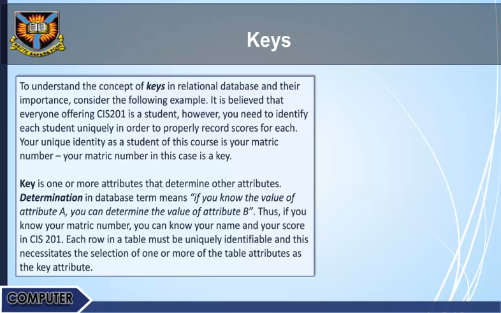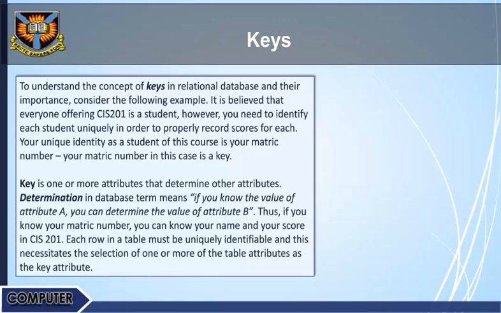A key is one or more attributes that determine other attributes. Determination in database terms means if you know the value of attribute A, you can determine the value of attribute B. Thus, if you know your matric number, you can know your name and your score in CIS-201.